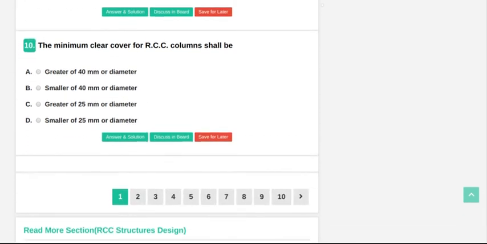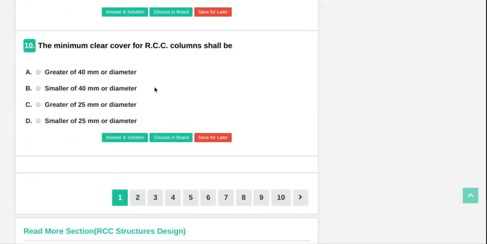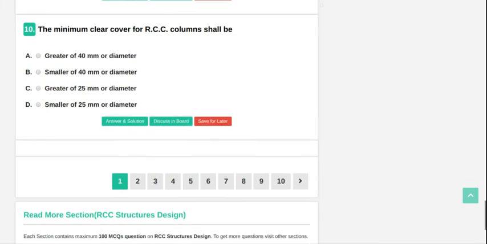The minimum clear cover for an RCC column shall be whichever is greater: 25 mm or the diameter of the bar.